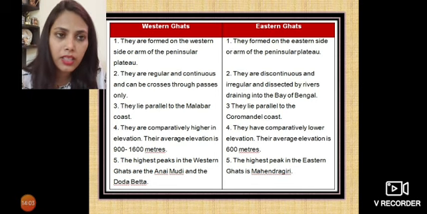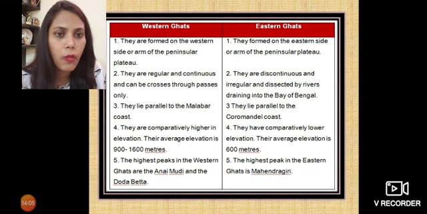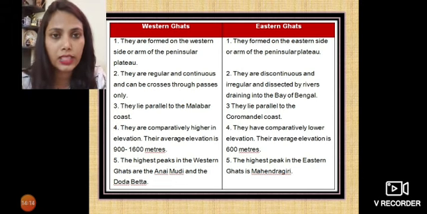Western Ghats are higher. Eastern Ghats are lower. Western Ghats highest peaks are Anaimudi and Doda Beta, and Eastern Ghats highest peak is Mahendragiri. This is the difference between Western and Eastern Ghats.